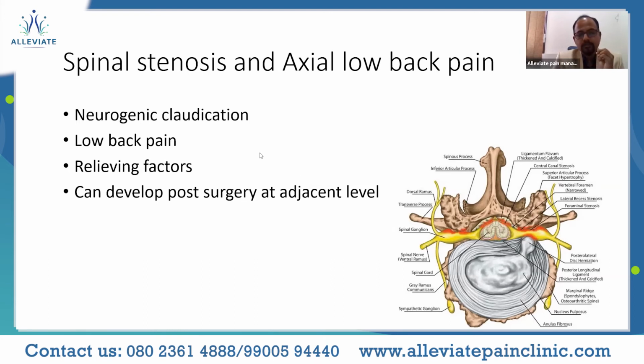All right. So neurogenic claudication, another important factor, wherein the patient presents with the axial pain, and then there's a shooting pain or numbness, paresthesia and numbness traveling onto both the legs, and classically which is relieved by forward bending. Okay, so that is a clincher for the spinal canal stenosis. Okay, so this can develop post surgery at the levels adjacent to the surgical levels.